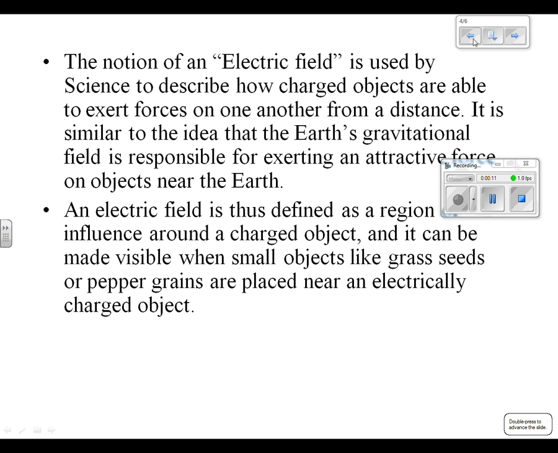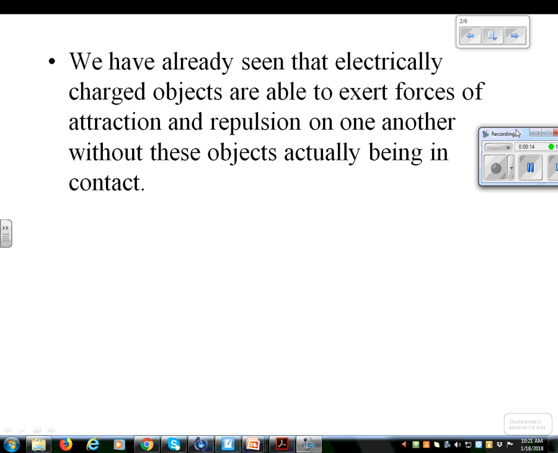Okay, so just some sort of preamble here, some introductory stuff. We've already seen that electrically charged objects are able to exert forces of attraction and repulsion on one another without these objects actually being in contact. What do we call that? Being that ability to, a Jedi thing, a force where there's no touching, no contact. There was a specific phrase they used in one of those introductory handouts that I gave you. Anybody remember? Action at a distance, right? Or force at a distance. So electrically charged objects are able to exert forces of attraction and repulsion without these objects actually being in contact, or in other words, action at a distance.